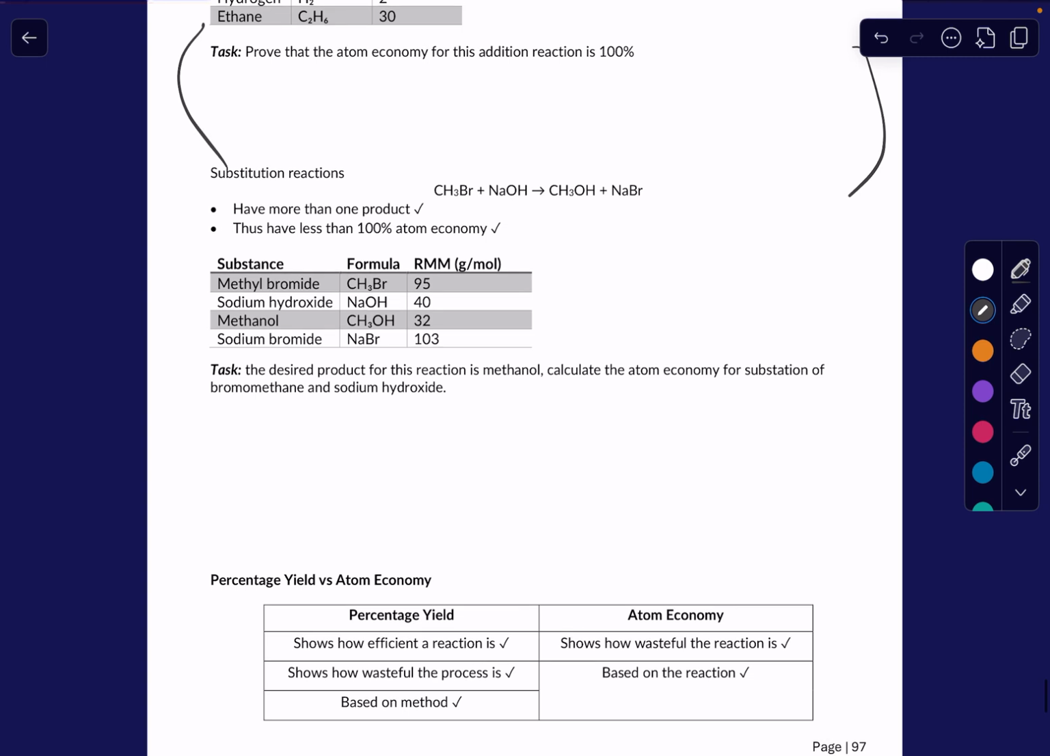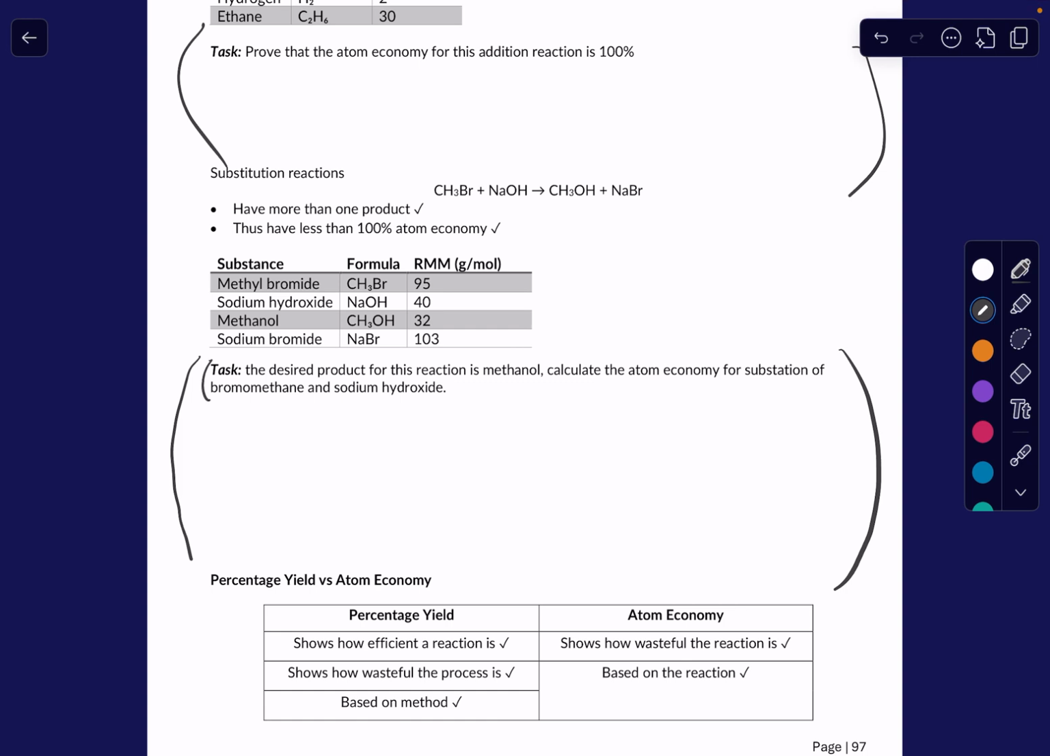Another example we're going to look at is substitution reactions, and these will inevitably have less than 100% atom economy because what we're doing, and we call this a substitution because we're swapping these two things around. You can see that in the final product as well. So we call this a substitution because we're just swapping things. These will have less than 100% atom economy, and what I would like you to do is, can you calculate the atom economy for this example here?